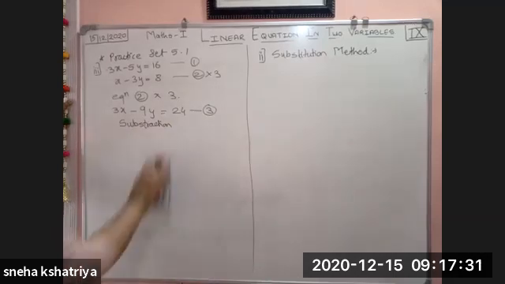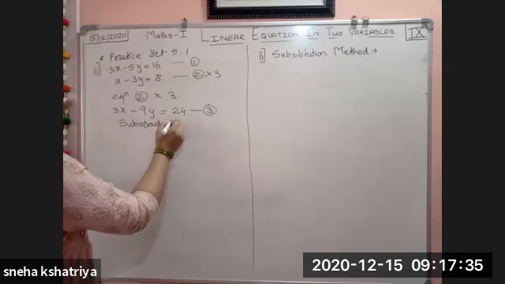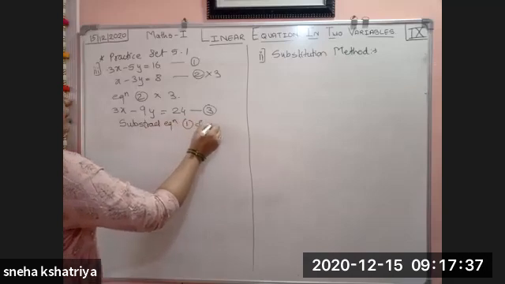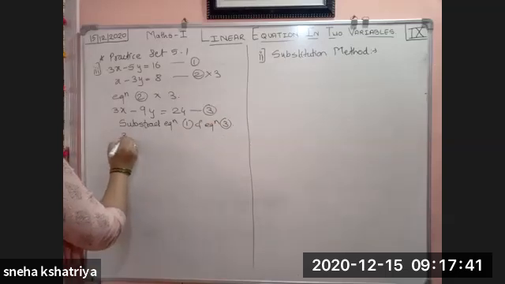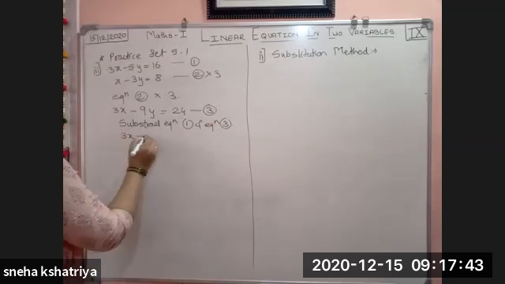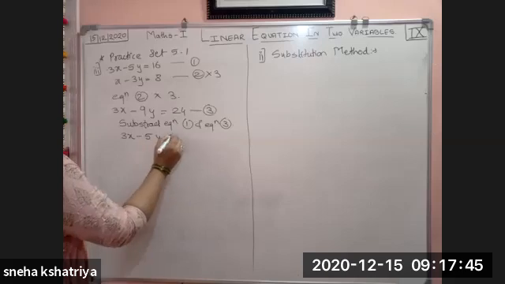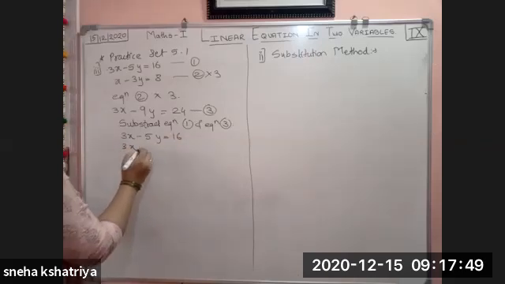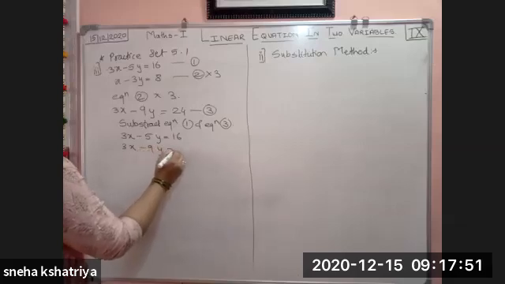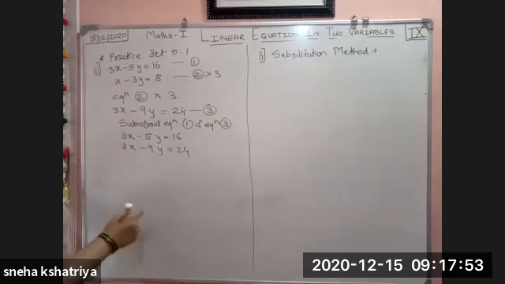Subtract, say here, only subtract equation 1 and equation 3. Okay, so write down here equation number 1. Equation number 1 is 3x minus 5y is equal to 16. And equation 3 is 3x minus 9y is equal to 24.